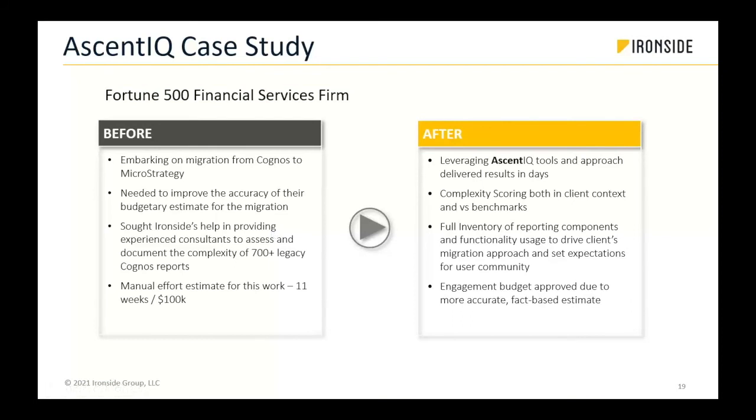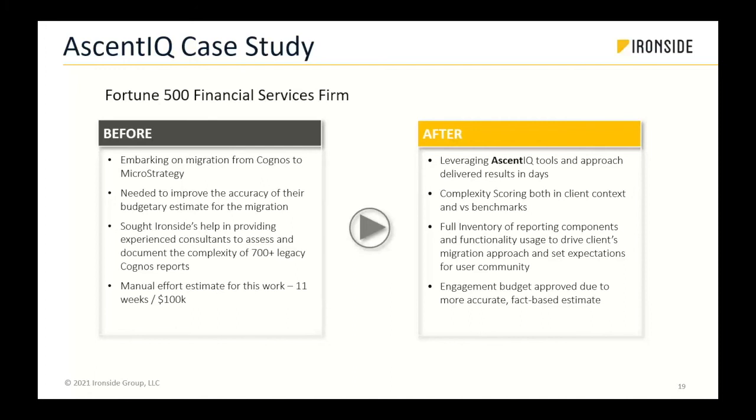So I wanted to spend a moment to talk about an AscentIQ case study. We worked with a Fortune 500 financial services firm earlier this year. We thought this is a good example to show. This client was moving from Cognos to MicroStrategy, and they engaged us because they had some initial inklings of what the budgetary estimate for their migration should be. However, they wanted to get tighter on that number and come up with a more realistic number based on data.